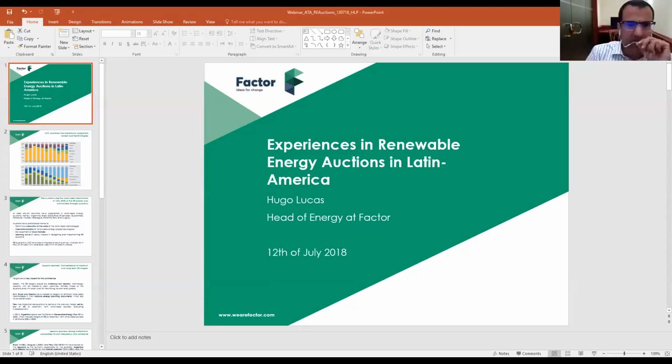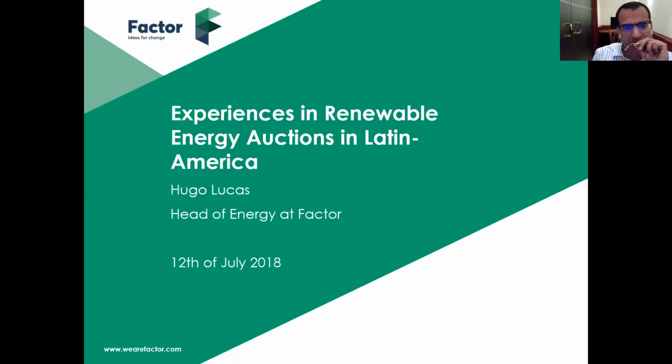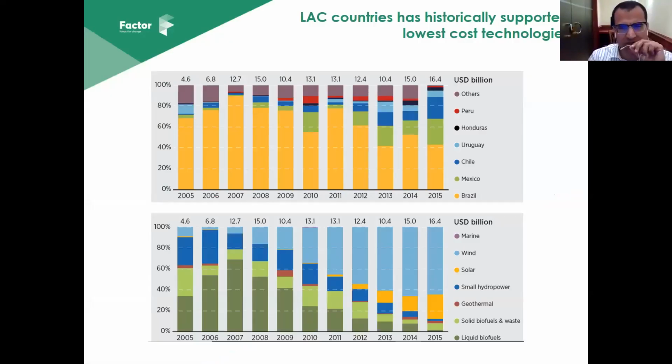Maybe first, a picture of how renewable energy has evolved in the region. First, I would like to apologize because I didn't quote the source. The source is my friends and colleagues from IRENA, the International Renewable Energy Agency. Basically, we can see three things in these two graphs. The first thing is how much the investment has grown, from 4.6 to 16.4 from 2005 to 2015. So three times the investment in 10 years.